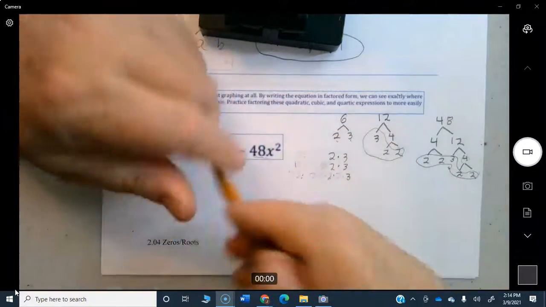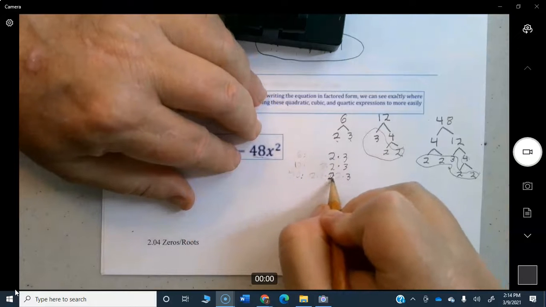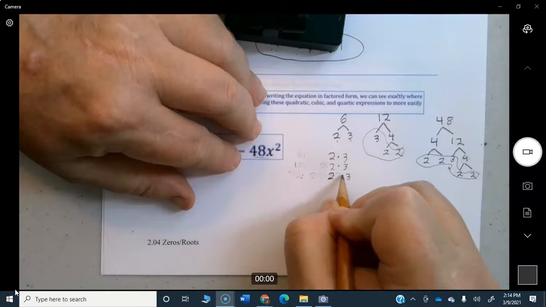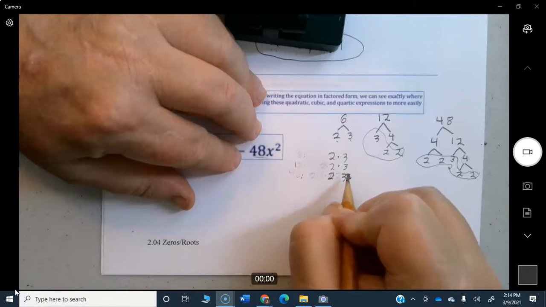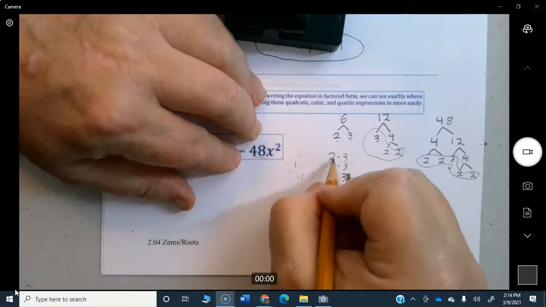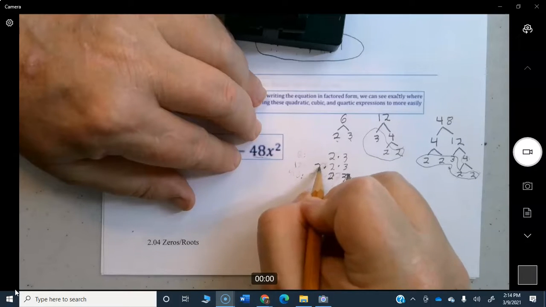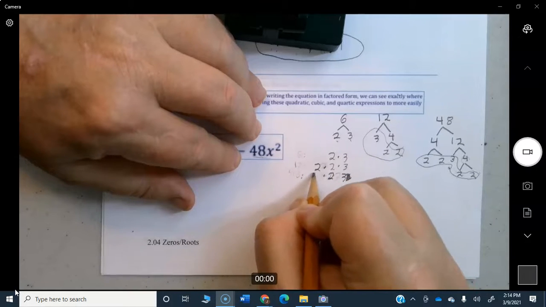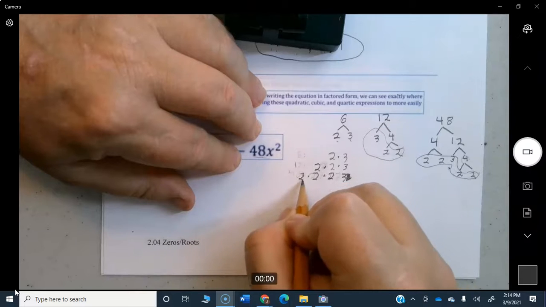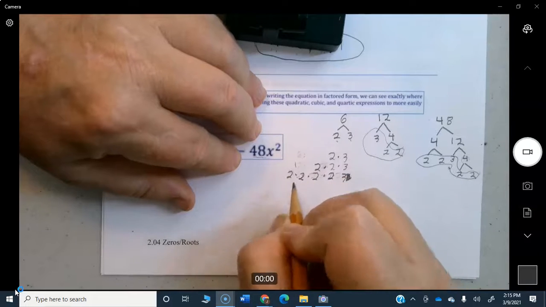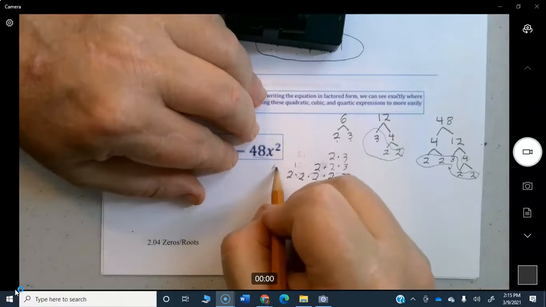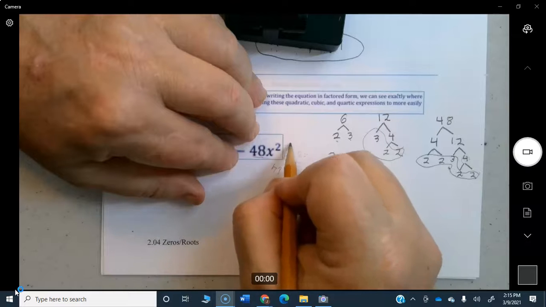There's more space here. Let me write it first. 2 times 3. Okay. And then this one is good, this one's good, this one needs another 2, and this one needs 2 times 2 times 2. It's got a bunch of them, okay? So this one's 48, this one's 12, this one's 6.